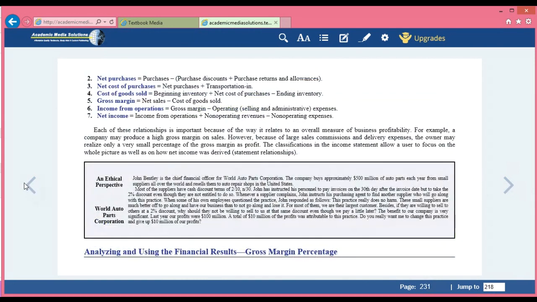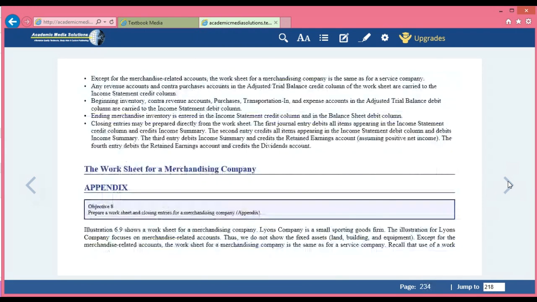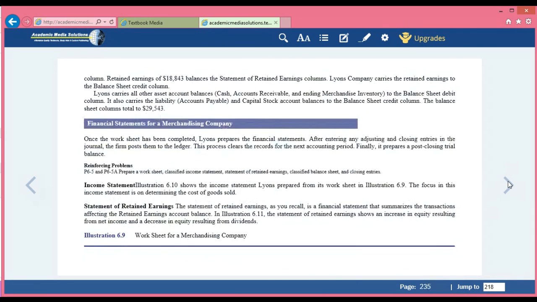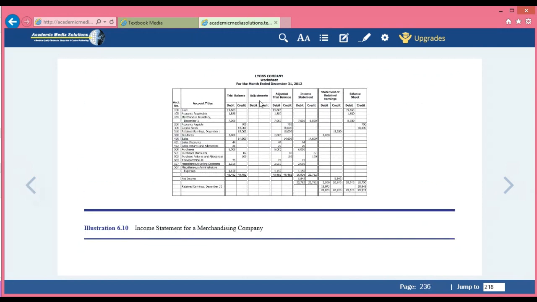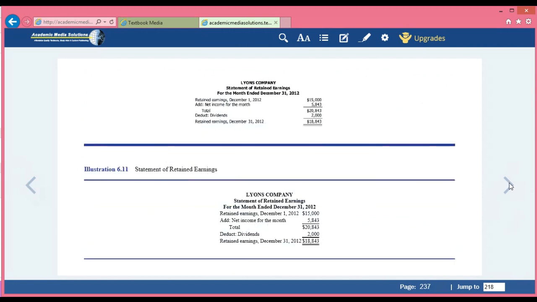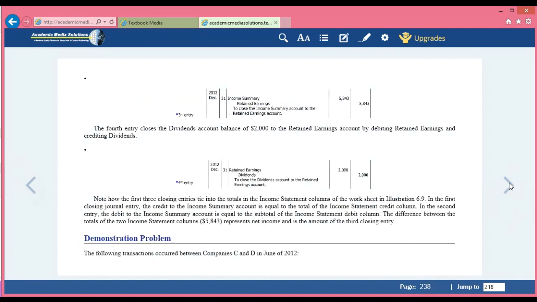Now, I don't know what page I'm on here. I think it's page 231, but these pages are not laid out like the book. The point is that we are not going to go into analyzing and using financial results. The gross profit margin, we're not doing any of that, so skip that for the chapter. And I just want to go through here quickly. We're not doing the worksheet. Back here you will see some illustrations of financial statements, but we will not be doing this worksheet. We'll be doing statements just like we did them in the first part. We will not be doing closing entries, thank goodness.